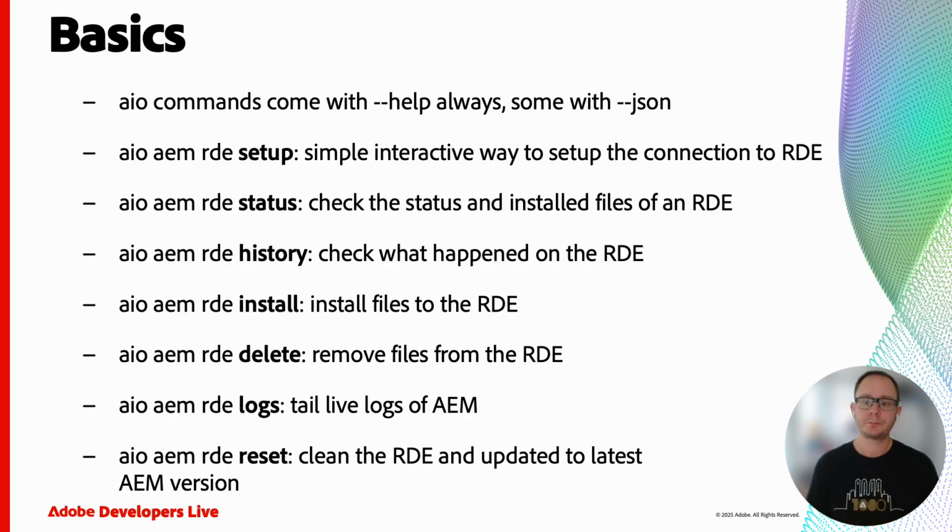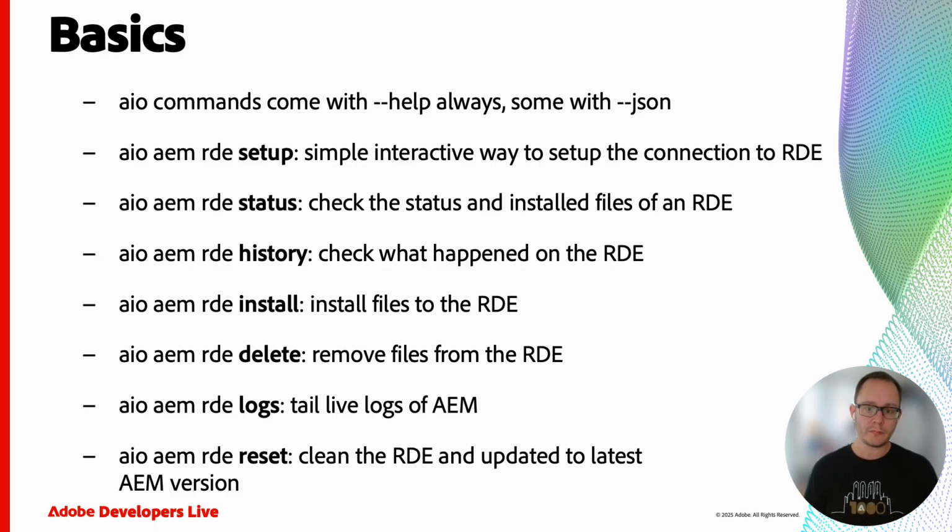Then the status command. That one actually just goes on to the RDE and grabs all the installed files and lists them to you with more or less details. If you don't specify the --JSON option, for example, you just see the configs and the bundles which are installed with their IDs, that's it. If you choose to show the --JSON, you get way more information about different metadata, which is stored alongside with it. So that's always good to know that with the --JSON, you will get way more information out of the status.